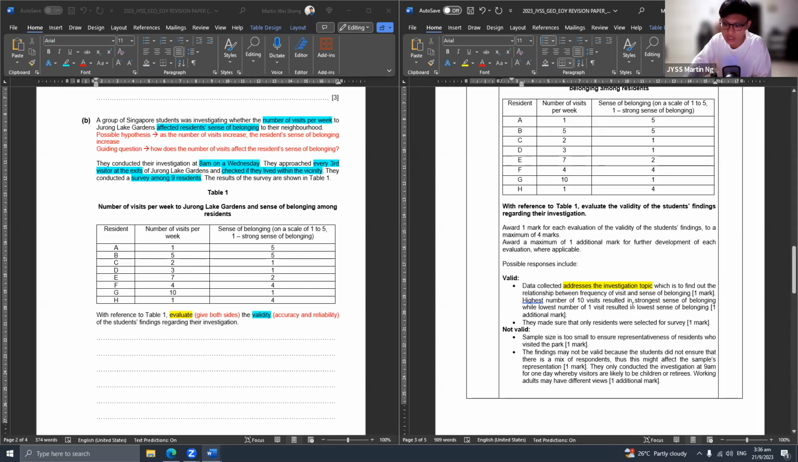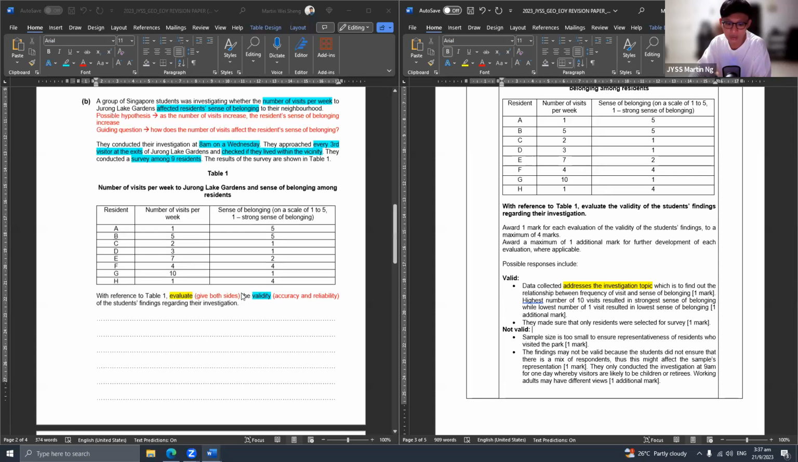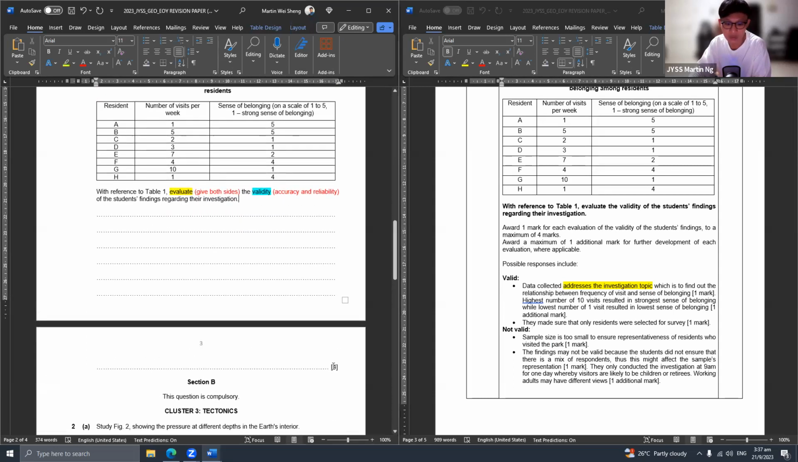And then the additional mark for this point, okay, is the usage of the data. So the highest number of 10 visits resulted in strong sense of belonging, while the lowest number of 1 visit resulted in the lowest sense of belonging. So the point is that it addresses the topic, and then the usage of the data from the table gives 1 additional mark. All right, so there are a total of 2 marks to be gained over here. Okay, oh, I forgot to tell you guys. So the mark scheme for this is a total of 4 marks, 2 points on each side.